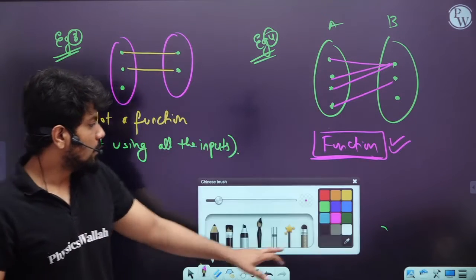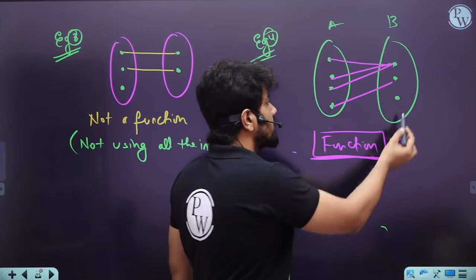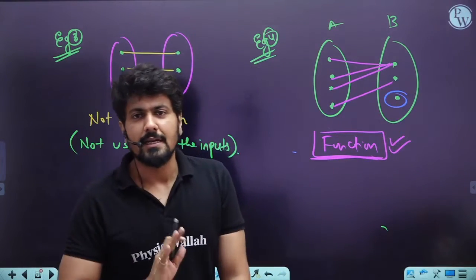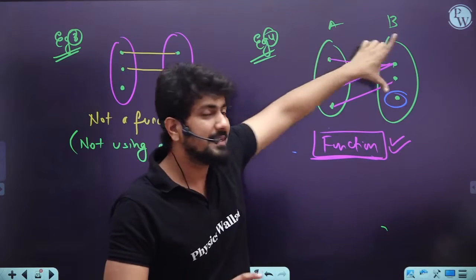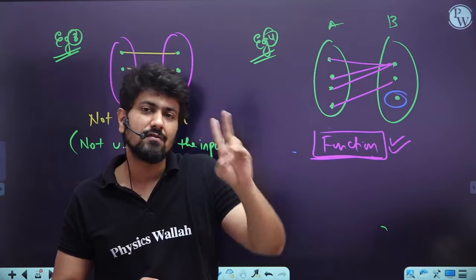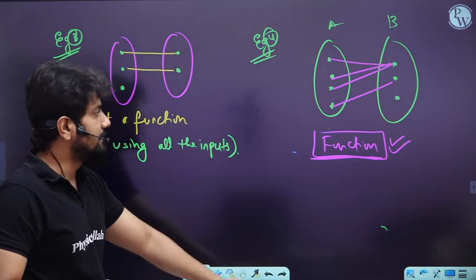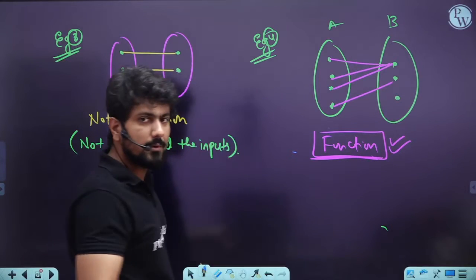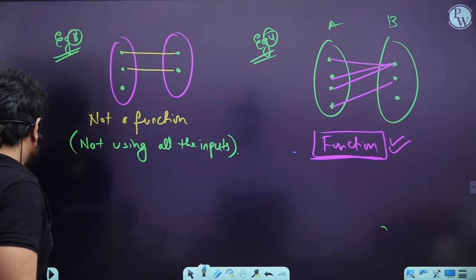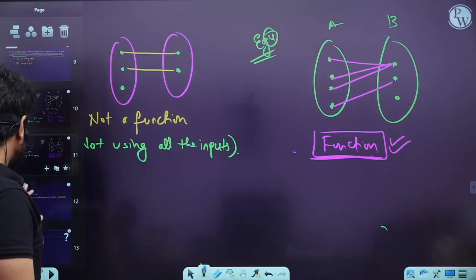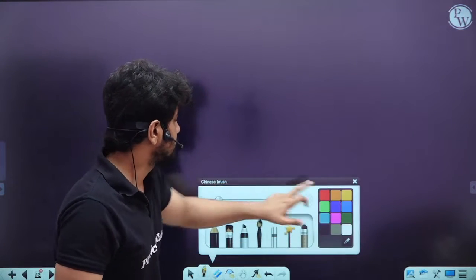Now, see, one element in the set B is not working. This element is not working, but that is not a problem. There are only 2 conditions. Input should work and there shouldn't be diversion. These are the only 2 conditions for a function. That's it. So even if it is not working, that's not a problem. So, yes, this is a function, definitely. Right? Now, let me show you a few more examples.